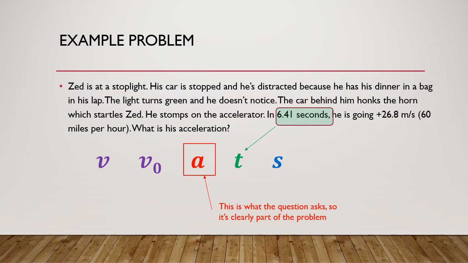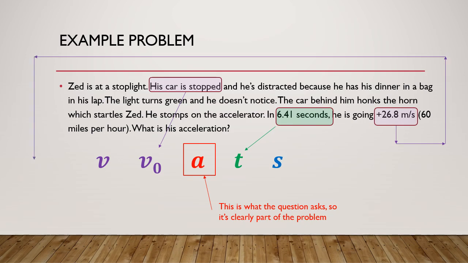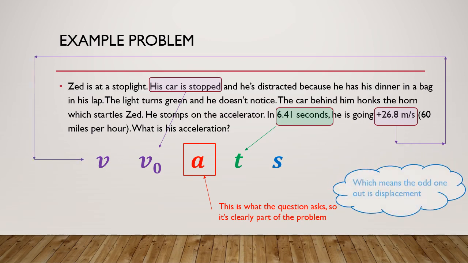Next, we know in 6.41 seconds, that is a time interval, so our problem is going to involve t. His car is stopped initially because he's at a stoplight. That would be initial velocity, and this initial velocity is 0. Finally, we know that he finishes going plus 26.8 meters per second. So we have a final velocity, and therefore the odd one out must be displacement. Therefore, the equation that we're going to use cannot have displacement in it.